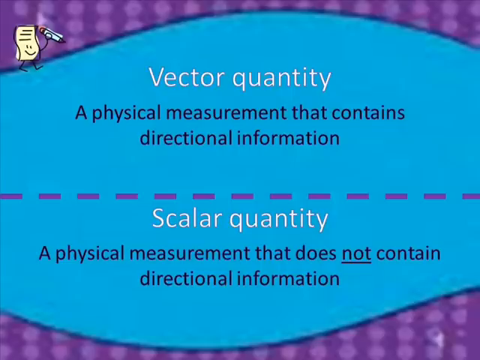So that is why scientists make a distinction between 2 quantities. One is called a vector quantity, the other is a scalar quantity. A vector quantity is a physical measurement that contains directional information. A scalar quantity is a physical measurement that does not contain directional information.